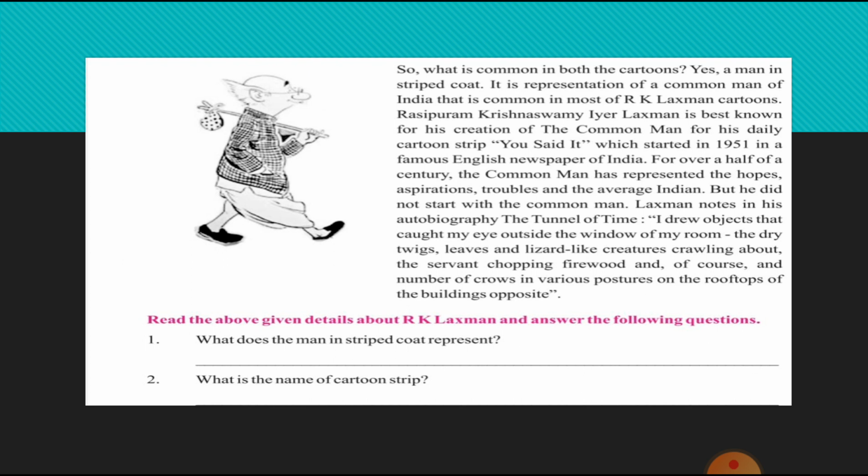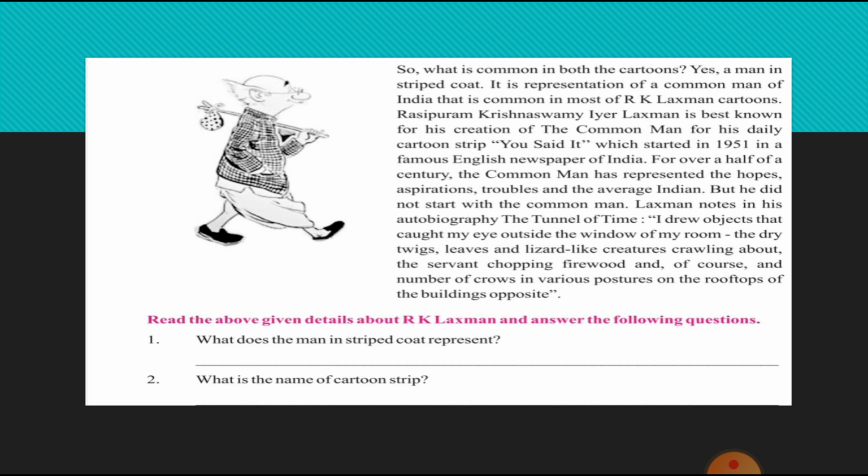You Said It, which we have discussed earlier, started in 1951 in a famous English newspaper of India, and ran for over half a century. The common man has represented the hopes, aspirations and troubles of the average Indian. But he did not start with the common man.